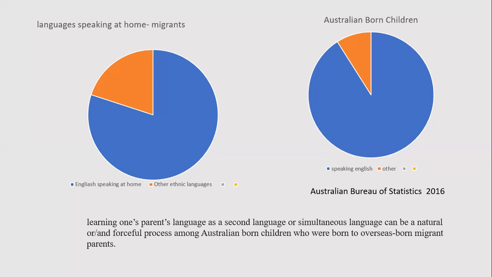ABS also indicates that English is the main language spoken at home for the people born in Australia. It indirectly indicates how the English language influences language speakers who were born in Australia with their other ethnic language backgrounds.